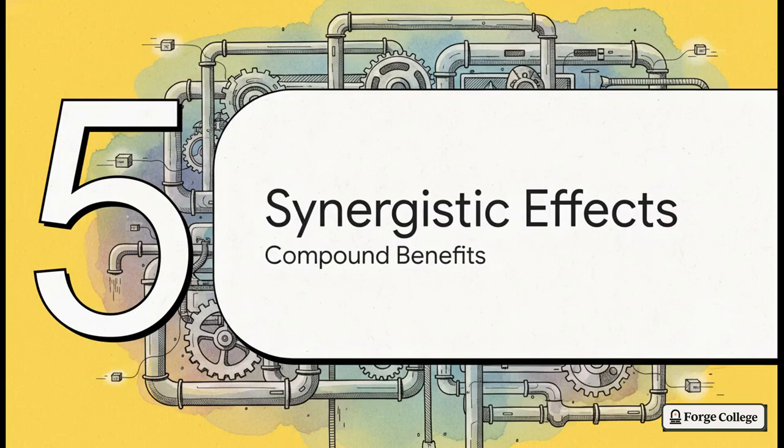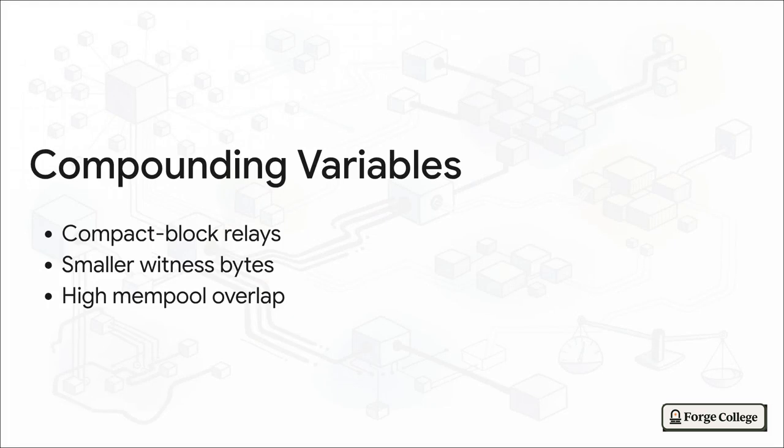Finally, Section 5, Synergistic Network Effects. A final inspection of our plumbing reveals that these small tweaks don't just happen in a vacuum. They combine dynamically. As you continue exploring our programs across the curriculum, you're going to see this pattern pop up constantly. When you combine compact block relays, which send tiny, efficient identifiers instead of full transactions, with smaller witness bytes, and high mempool overlap where nodes already know most of the transactions, you create a massive, compounding effect.